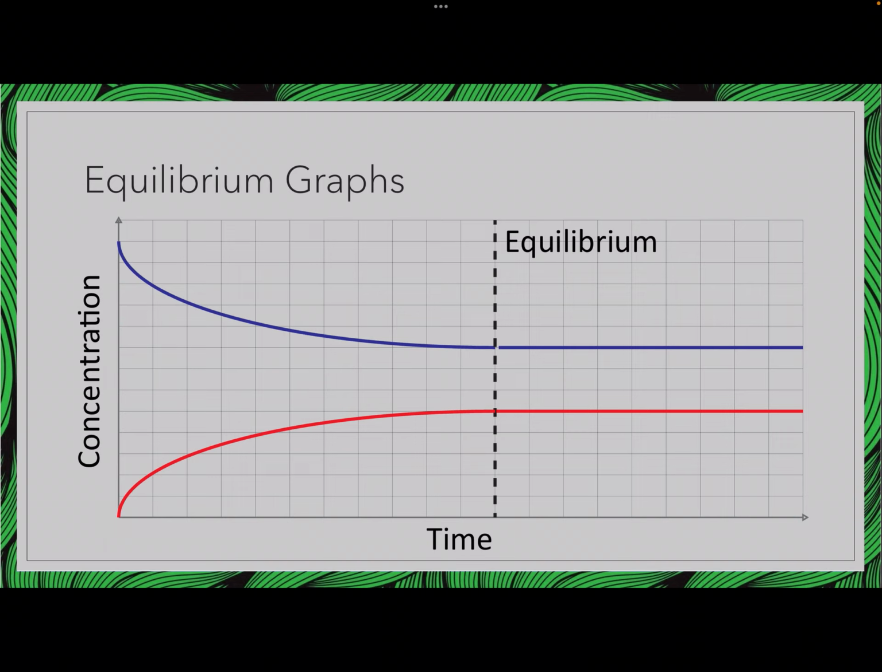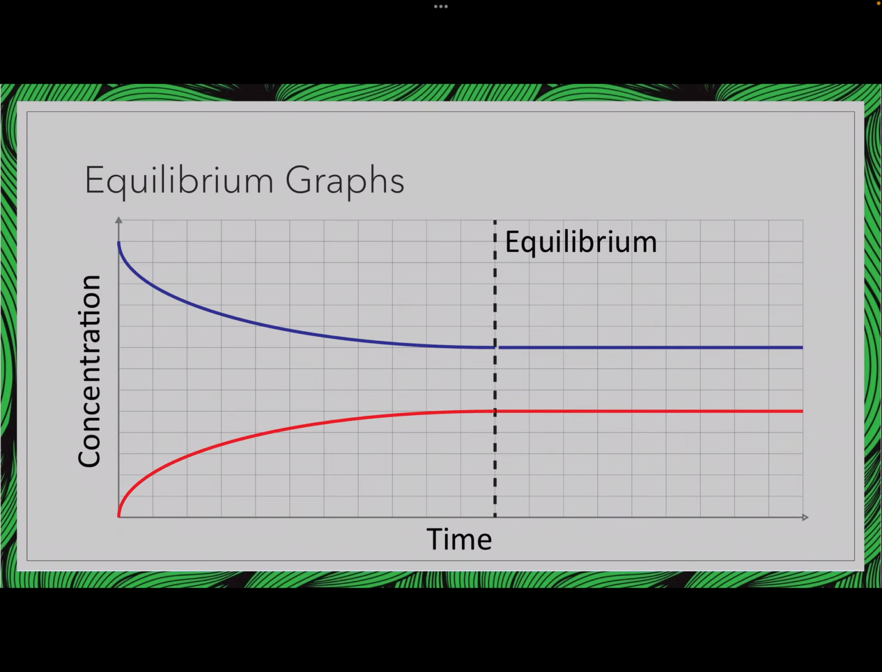So this is what one looks like. This is just a basic one where we've put in some blue reactants and they've transformed into some red products. We can see that at first it drops off fairly quickly, but then the reaction rate slows to a point where we reach equilibrium, and then the reactions are steady. The concentrations are steady.